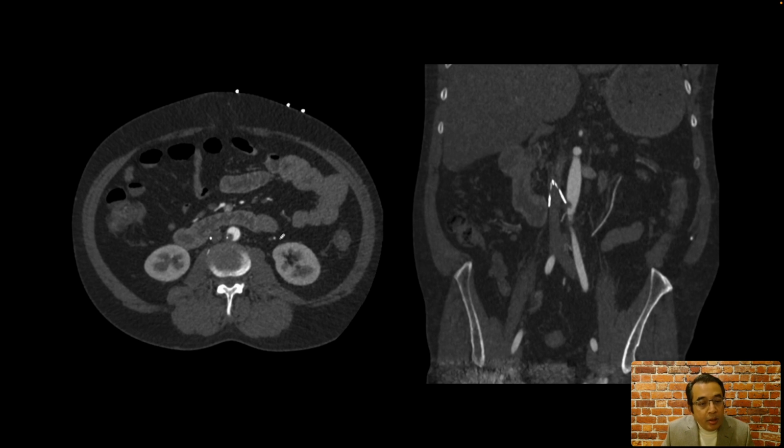Here's our next patient. We're looking at axial and coronal CT images showing an IVC filter. One of the struts of the IVC filter has penetrated the aorta, and overlying that we see a soft plaque or a thrombus. This can become an embolus, and so this needs to be treated. The treatment would be to carefully remove the IVC filter without further injury to the aorta.